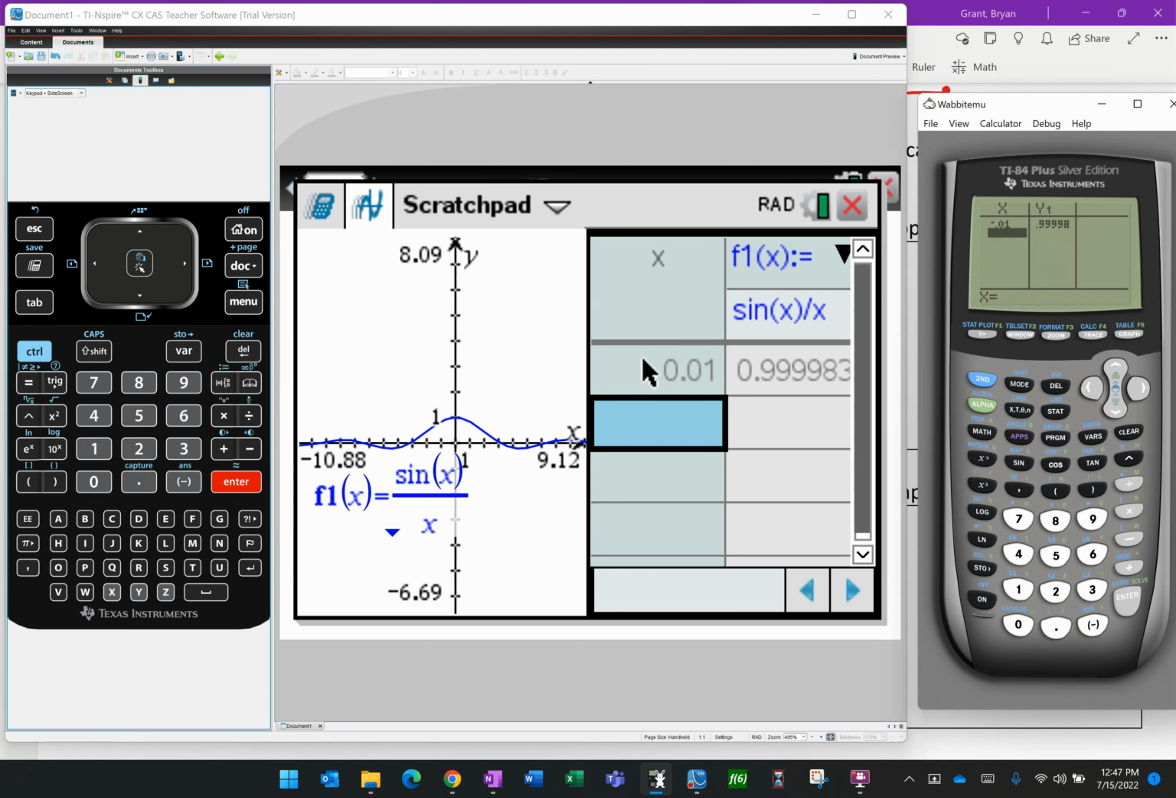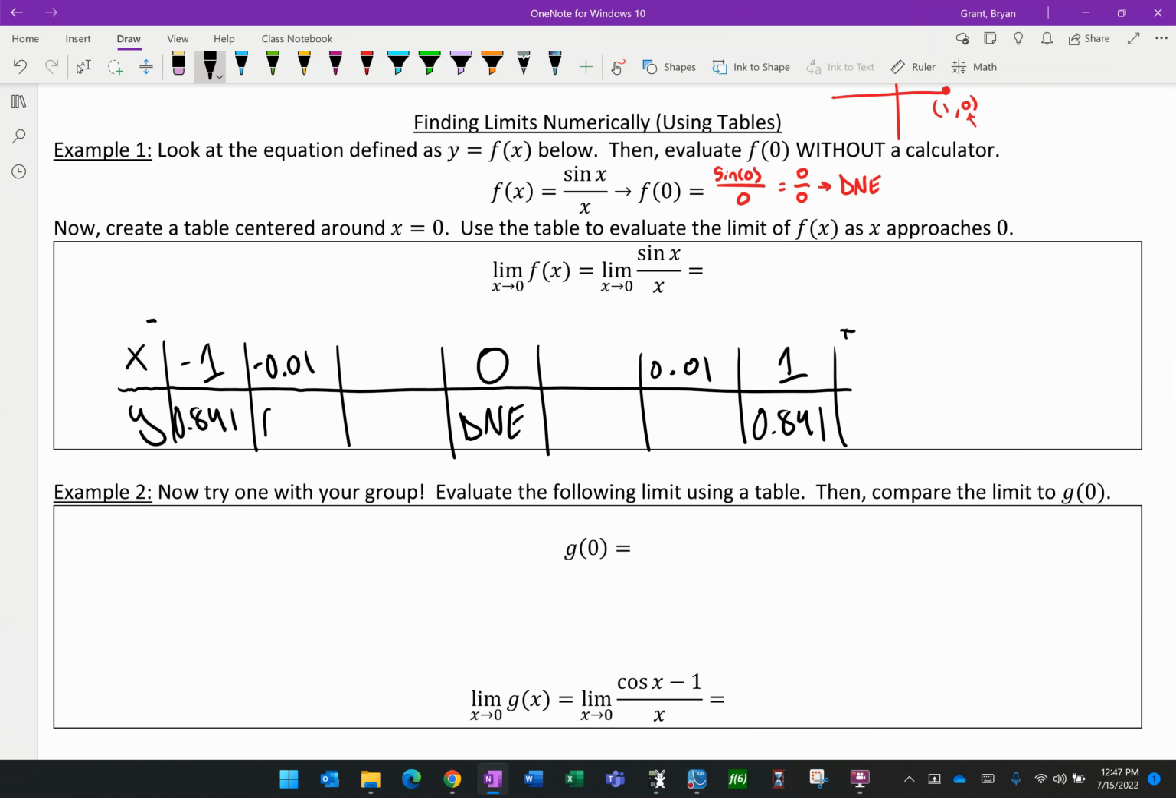0.999, so 4 9s and an 8. So 0.1, 2, 3, 4, and an 8.